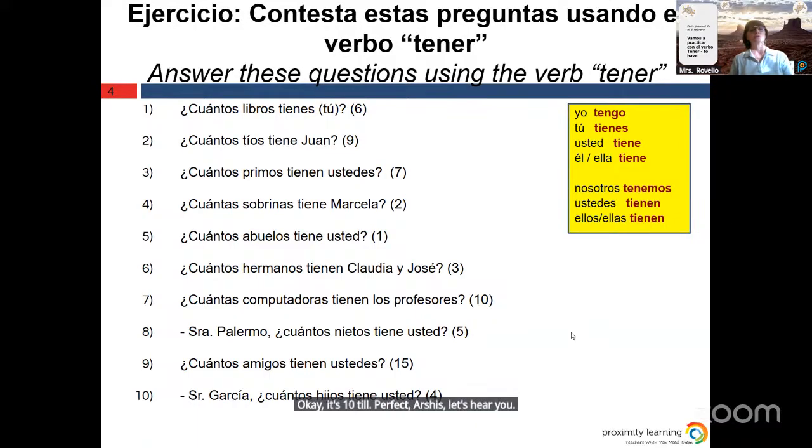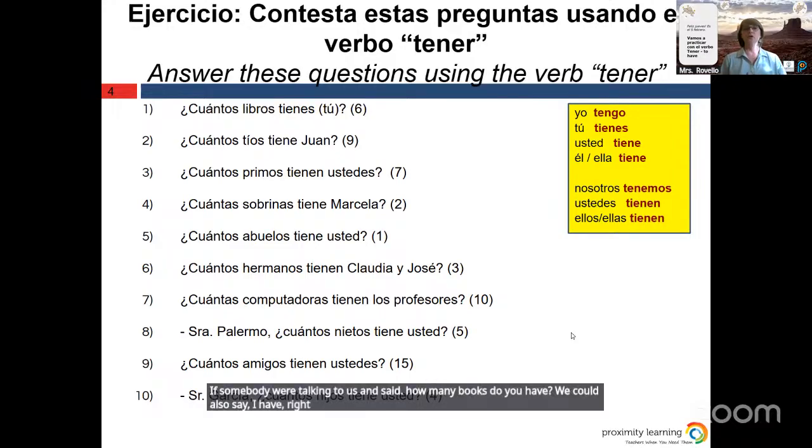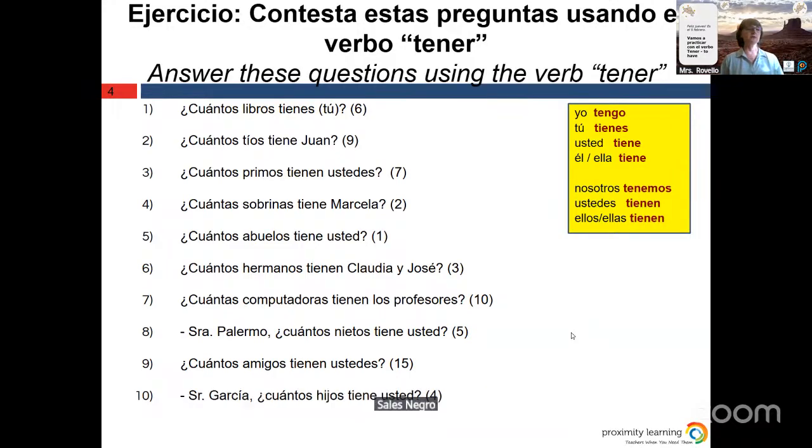Número 1. Very good. ¿Cuántos libros tienes? Very good, Arshis. Tú tienes 6 libros. Muy bien. Tú tienes 6 libros. We could also, for número 1, clase, if somebody were talking to us and said, how many books do you have? We could also say, I have, right? Tengo 6 libros. So that would have been a response as well. Muy bien, Arshis. Good job.